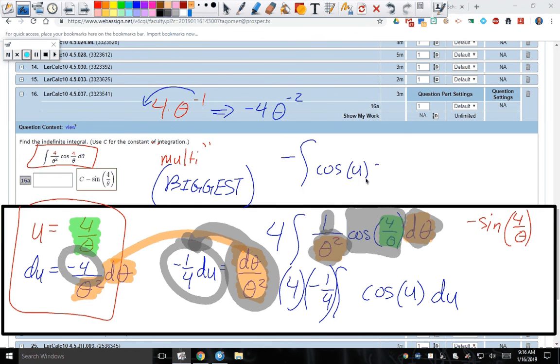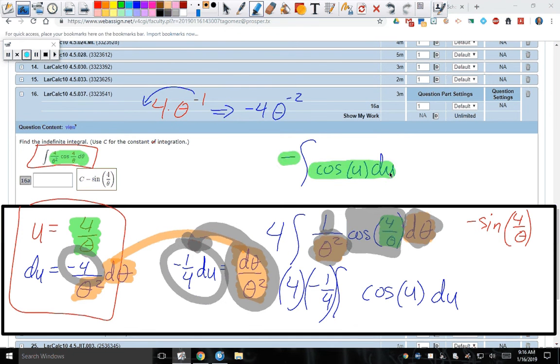cosine of u du. It's almost like you encrypted, let's say that this is some war or whatever. We are trying to encrypt this message through u substitution to be something a lot simpler. It's like decoding something, if you will, but in a different variable. And we do this with these multiplicative pieces. What's the antiderivative of cosine? Sine, right? So sine is the antiderivative, sine of u plus c.